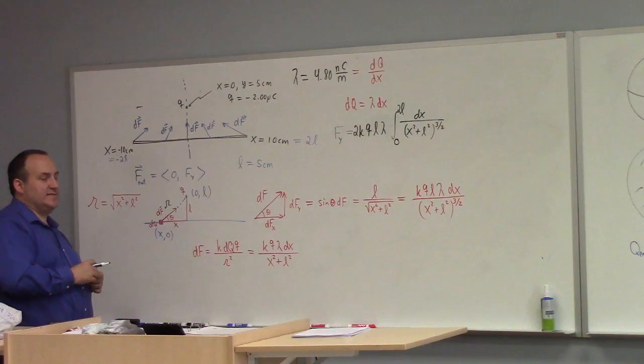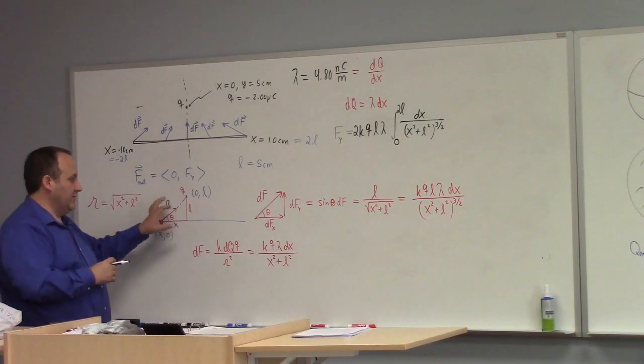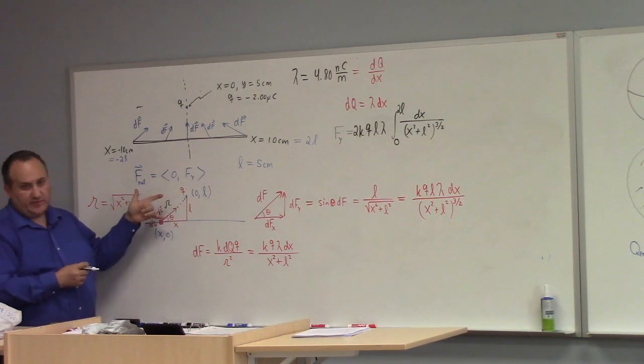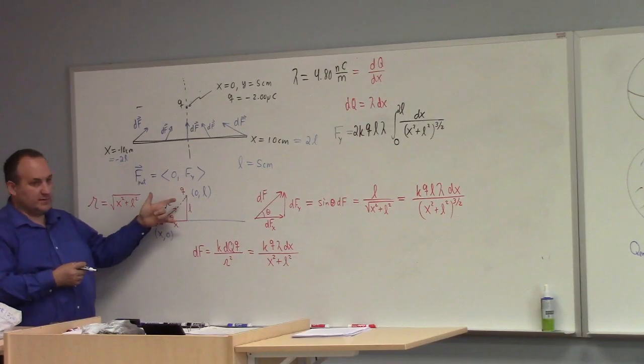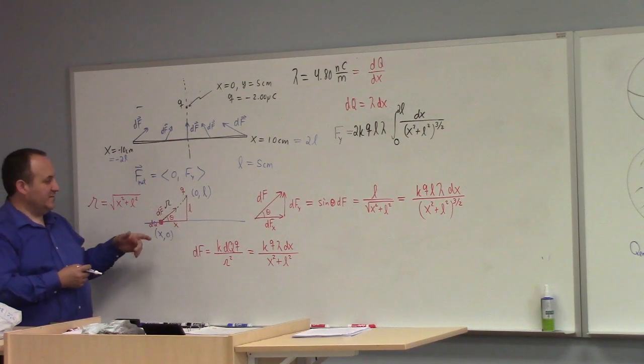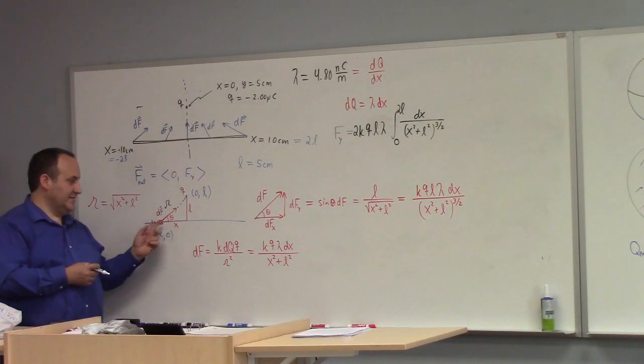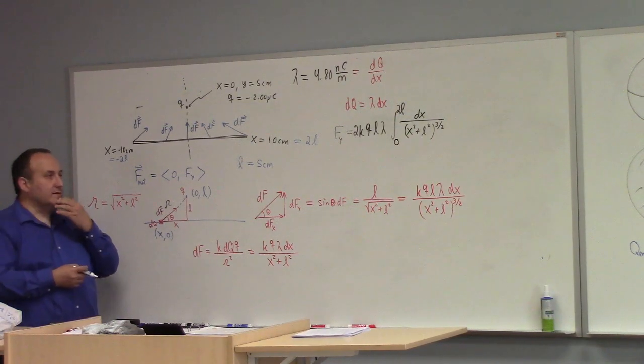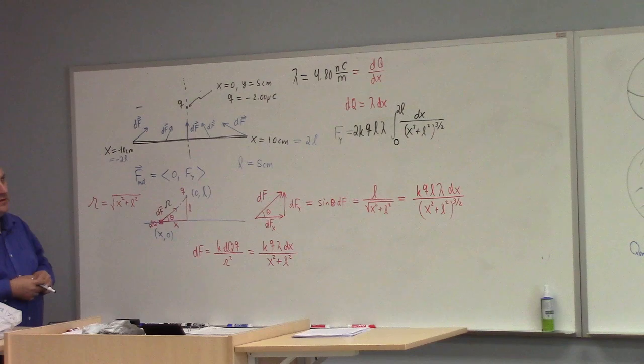Well, but we just needed sine theta to pick off the vertical component. We were looking for the y component, so we multiplied the magnitude by sine theta. The sine theta we can write geometrically as the ratio of the opposite side to the hypotenuse. And then we just got to integrate this thing.